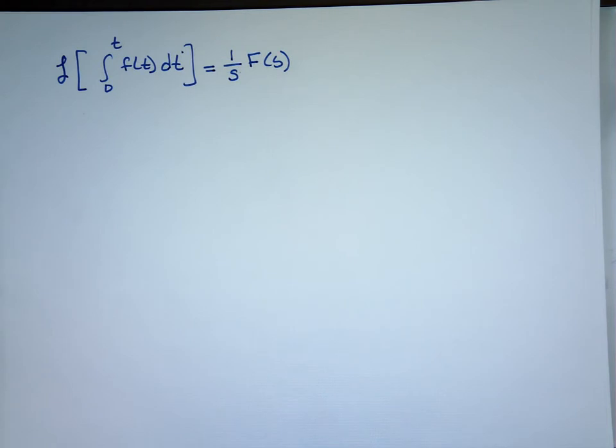And usually going from 0 to t, a lot of times we break that into two parts. We go, okay, from this to this and from this to that.